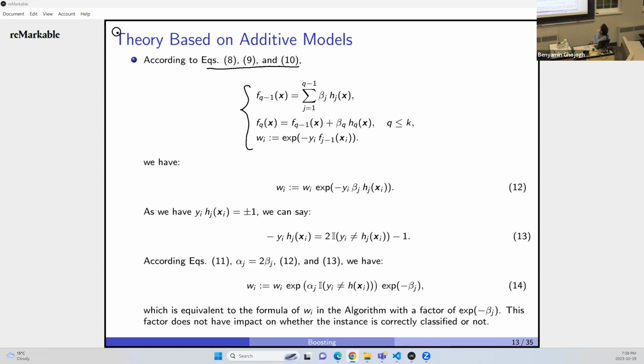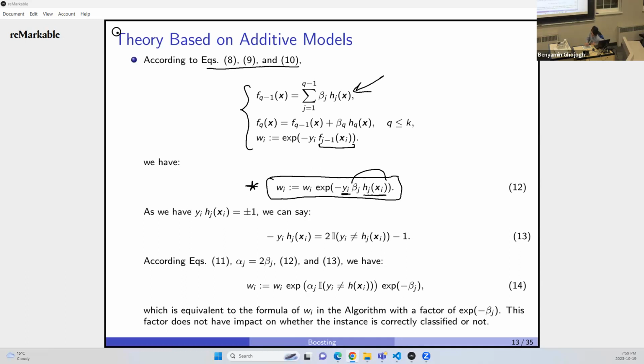Okay. So, according to these three, we have equation 12. Let's see why. Because of this. What is f? Here we have f j minus 1 of xi, right? And for f j minus 1 of xi, according to this, I can replace it by beta j hj of xi. Okay. Now, so this is y wi. Now, interestingly, I have yi here and hj of xi here, right?